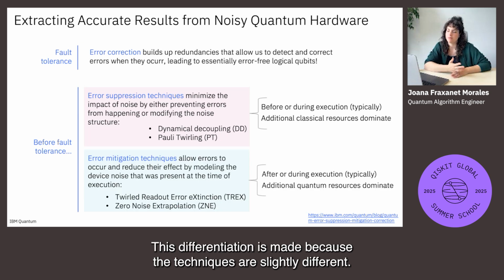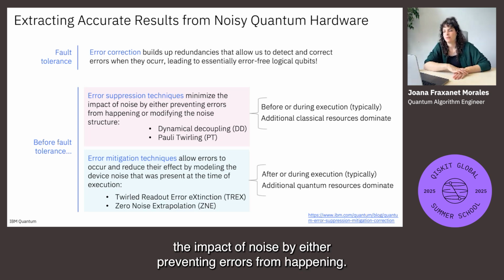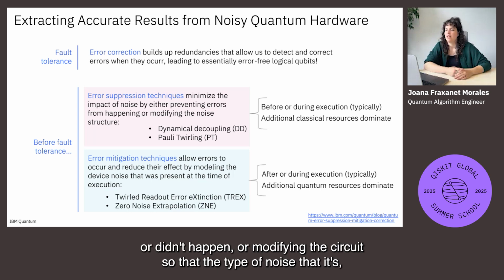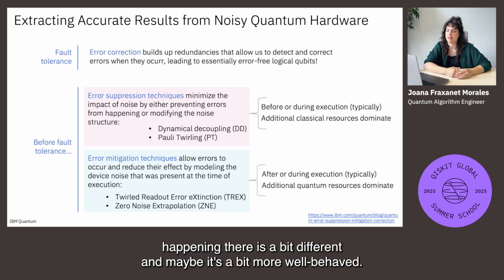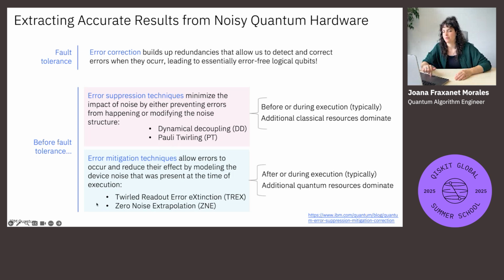This differentiation is made because the techniques are slightly different. In the case of error suppression, what we want to do is to minimize the impact of noise by either preventing errors from happening, so changing the circuit so that some errors are just cancelled or they don't happen, or modifying the circuit so that the type of noise that is happening there is a bit different and maybe a bit more well behaved. This would be dynamical decoupling and Pauli twirling.